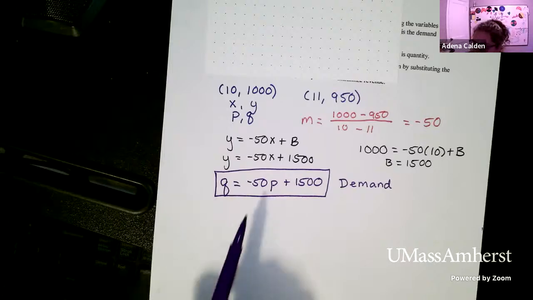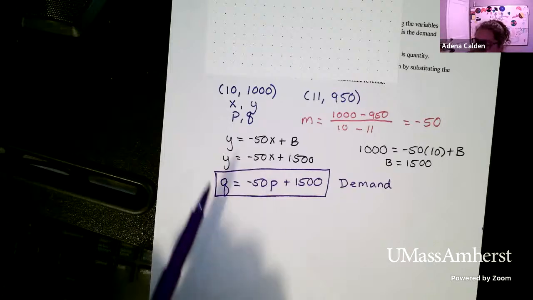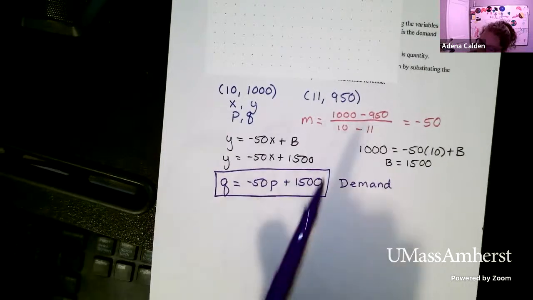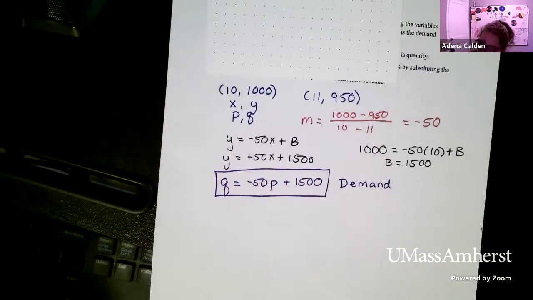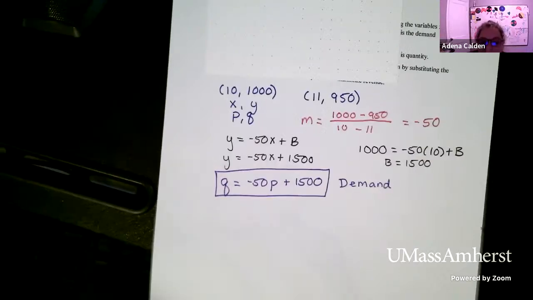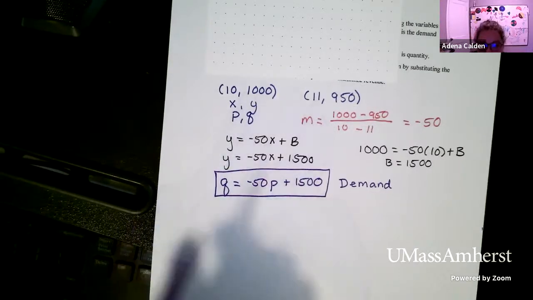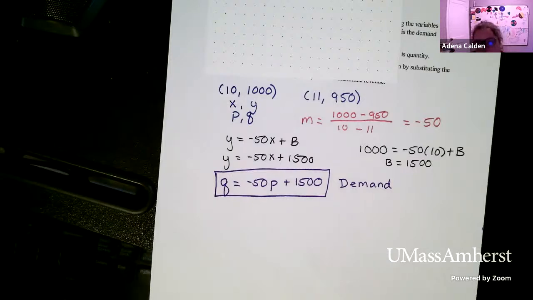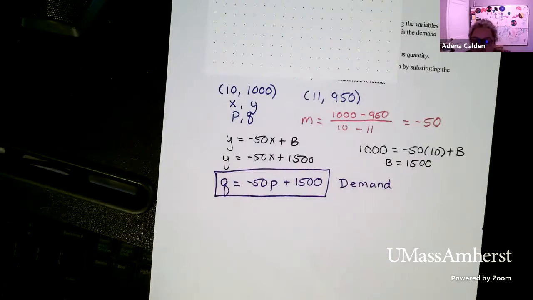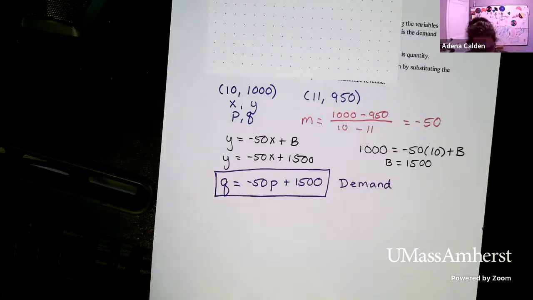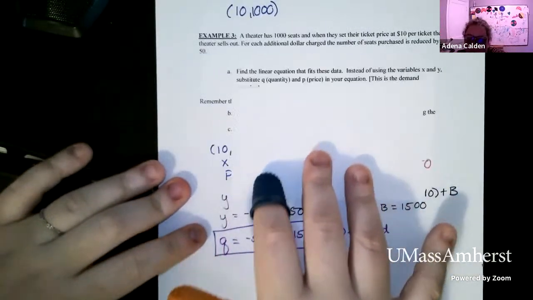So we know that if we charge $10, the demand will be 1,000 tickets. If we charge $11, the demand is 950 tickets, right? So we can figure out the demand for any price point with this equation. So when you have the type of information we have and you set up this type of linear equation, you get what's called the demand equation, okay? So now that we know how to find a demand equation, let's look at the next part of our problem here.